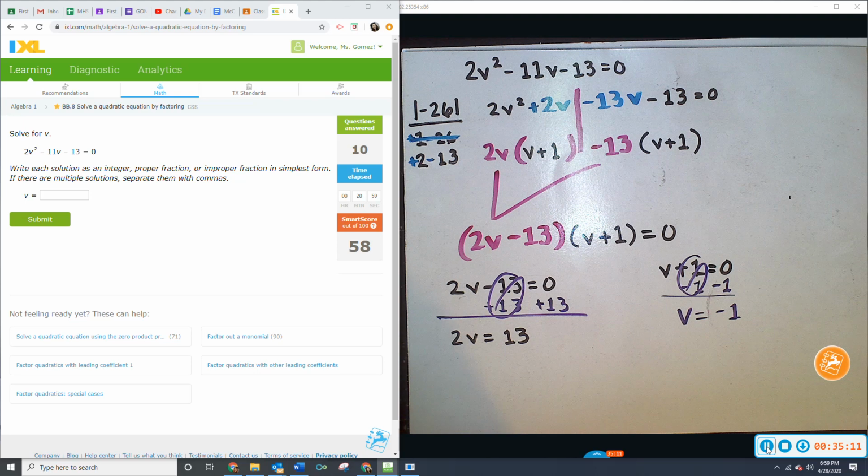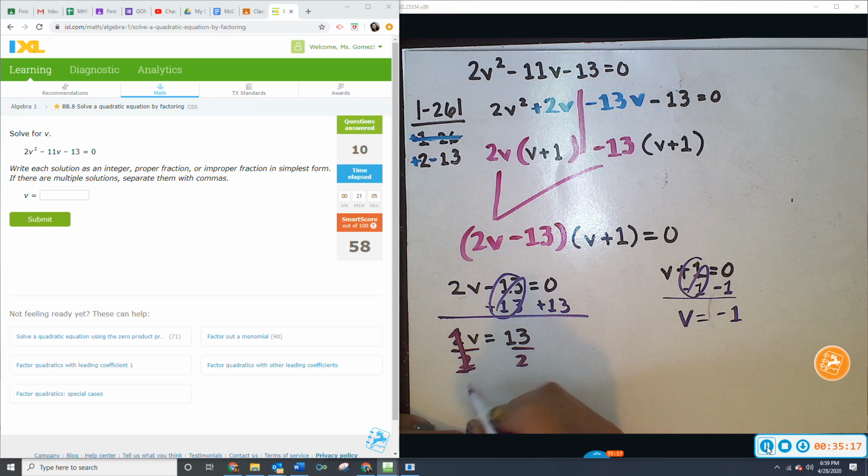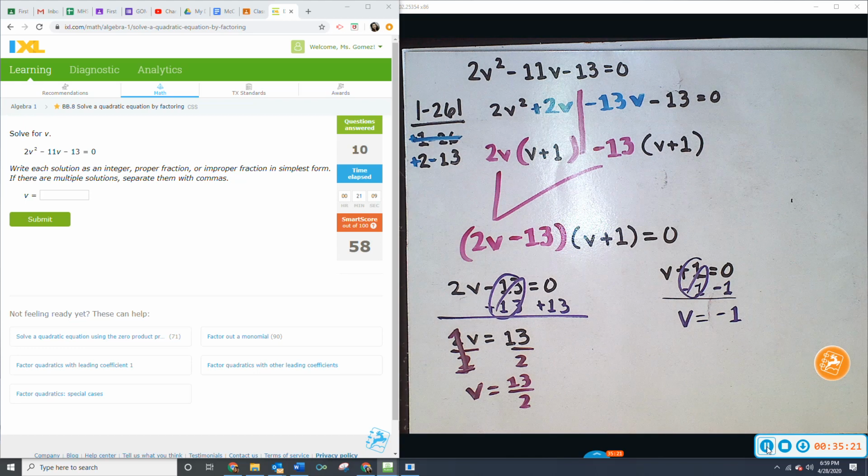There we go, we would divide both sides by 2. So v is equal to 13 over 2. Pop the 13 over 2 and -1. Oh goodness, I better type it correctly. -1 and 13 over 2. There we go. Now this one is a little different.